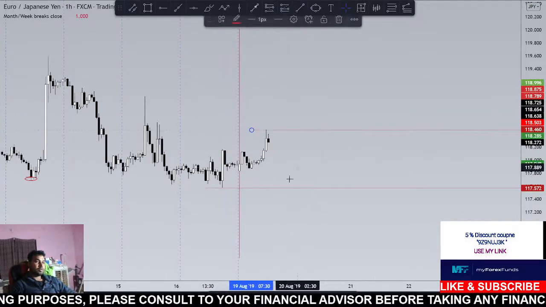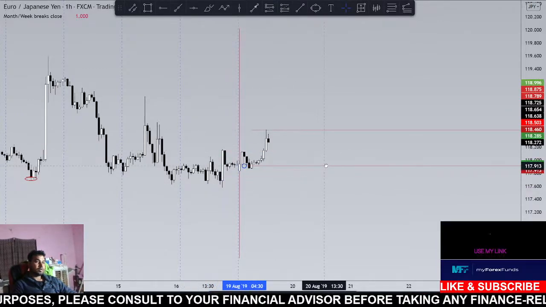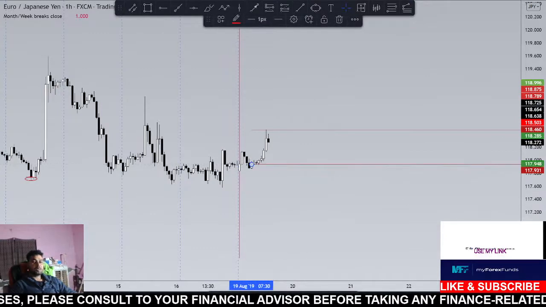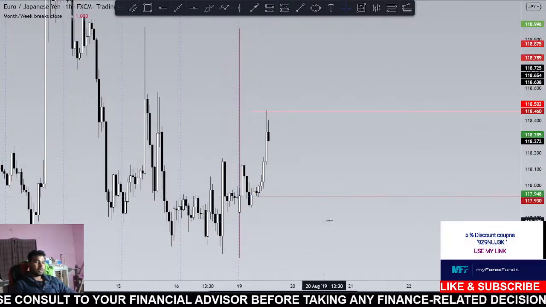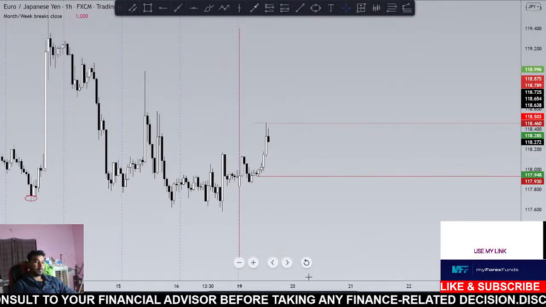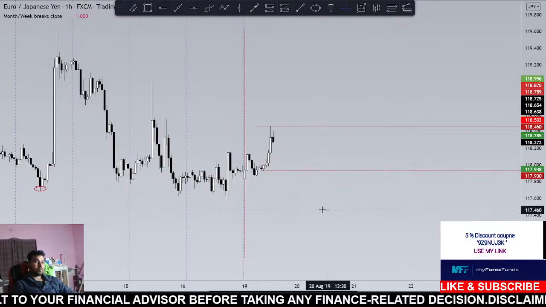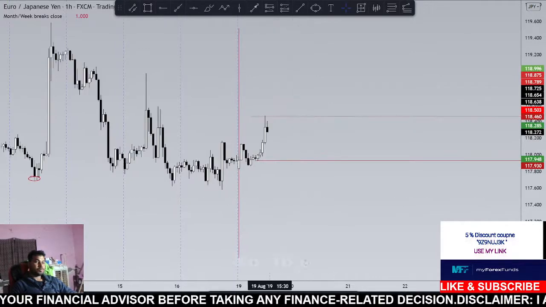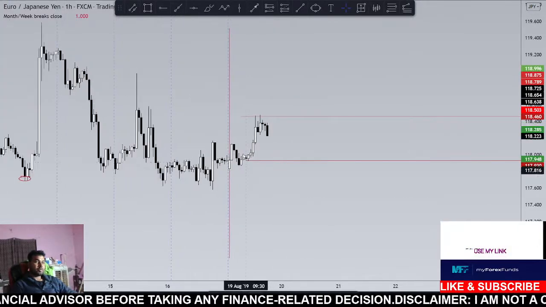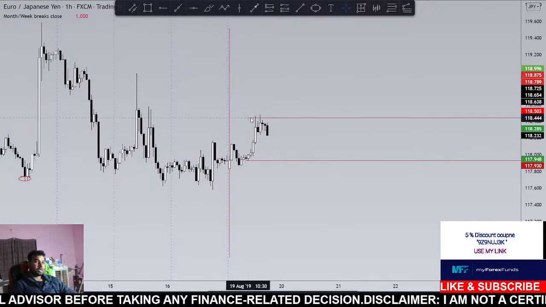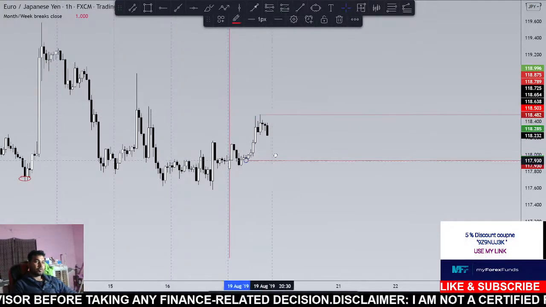Breaks the high with a large wick, so no trade at all. Barely broke the high, so we are having our new high, new low.